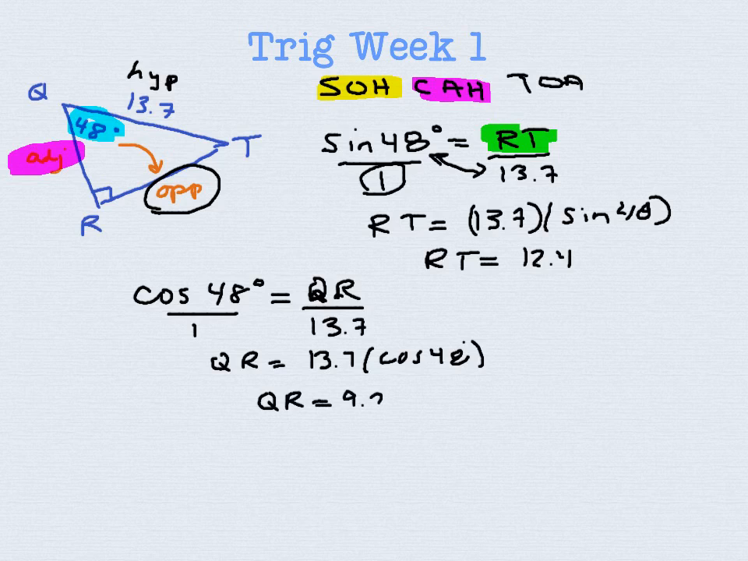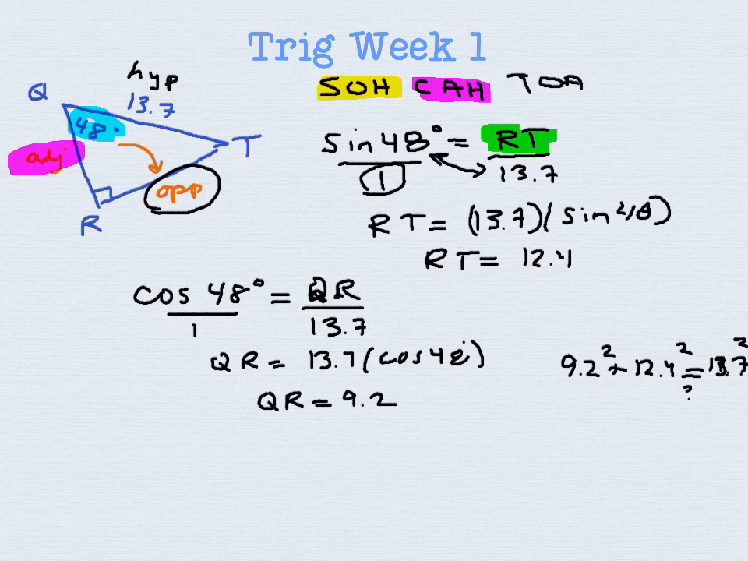9.2. If you want to do a check, you could, for example, take 9.2, square it, add to that 12.4 squared, and see if that equals 13.7 squared. Recognize, of course, that there was rounding for each of those numbers, so it's not going to be exact, but you will at least know if you're close.